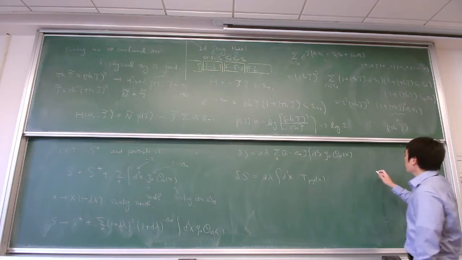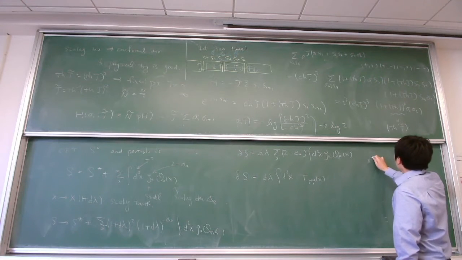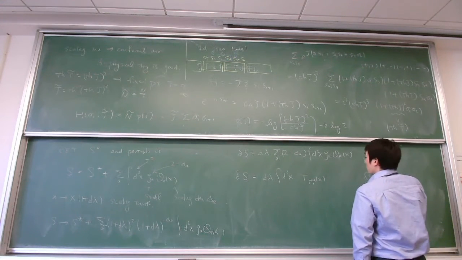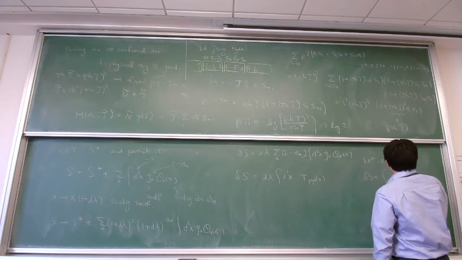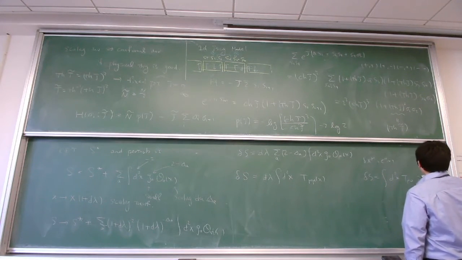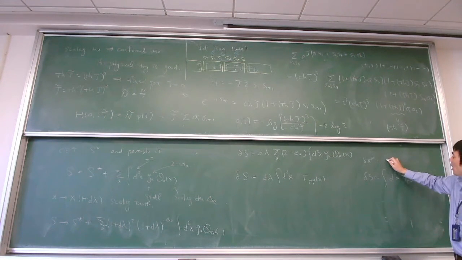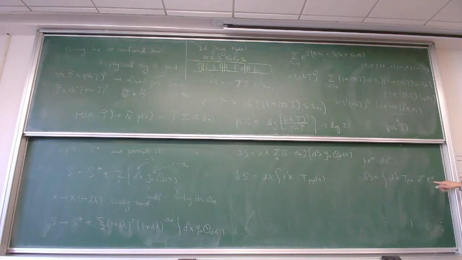As far as I remember, under any transformation x mu goes to x mu plus delta x mu, where delta x mu is epsilon mu of x, delta S is something like integral d squared x T mu nu partial mu epsilon nu, with some number. I don't remember the number. And then the scaling transformation is just delta x mu equals x mu d lambda. Plug that into here, and essentially you get delta mu nu d lambda, and you get this one.